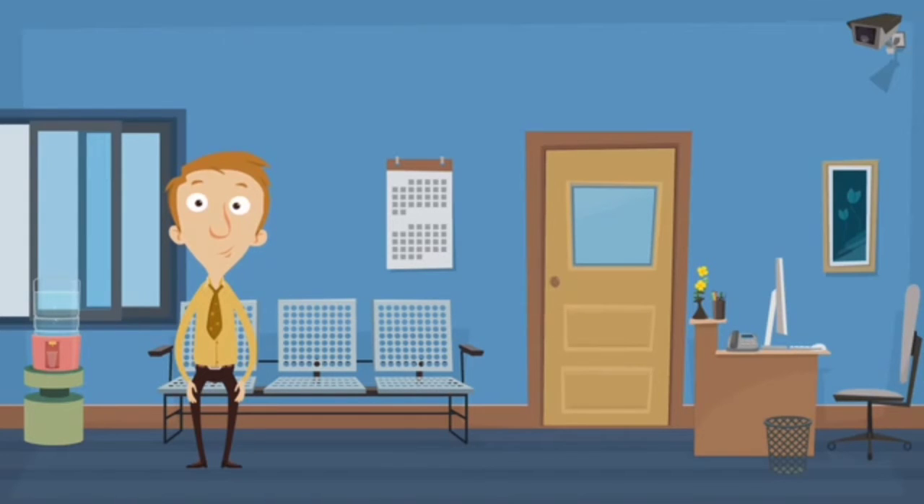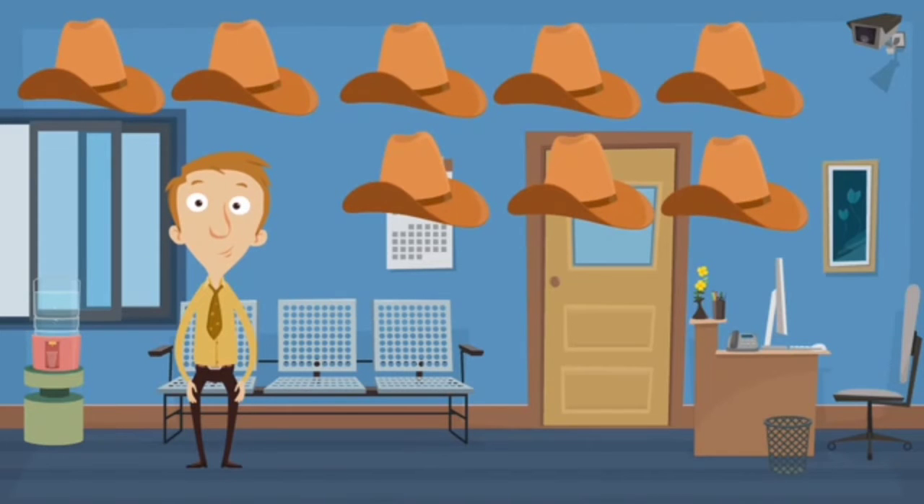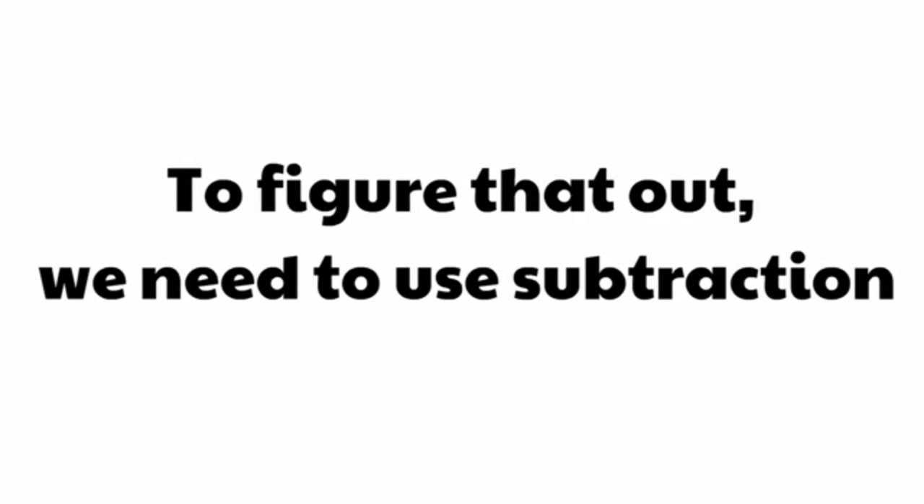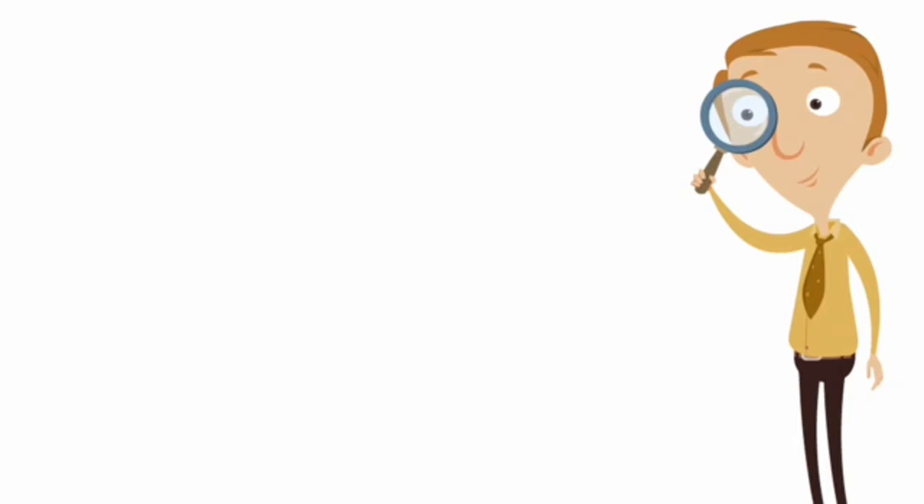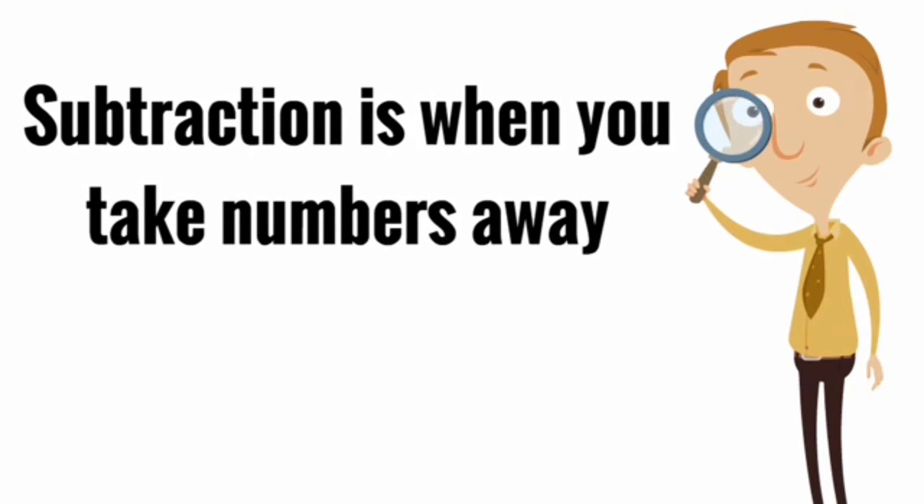You could think about all kinds of things. Like, okay, I have 8 cowboy hats. 8 brown cowboy hats. Sitting here thinking about my 8 hats, I need to figure out how many hats I'll have left if I give some of them away. To figure that out, we need to use subtraction. You see, subtraction is when you take numbers away. Yeah, very simple.